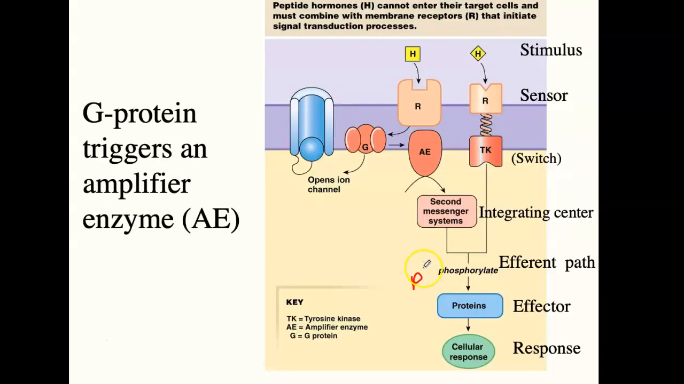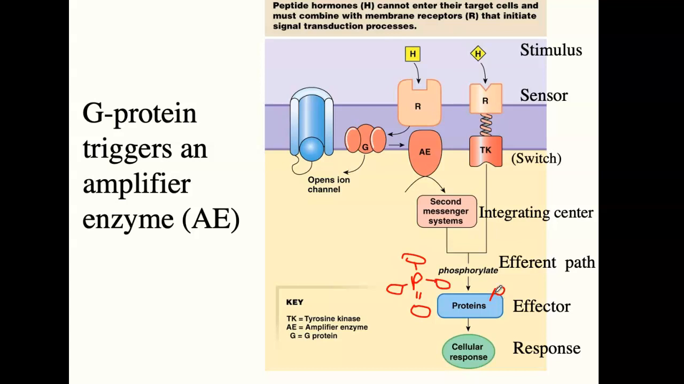When I click this, sometimes it changes. I'm sorry. So a phosphate is a phosphorus with its oxygens. One of them is a double bond. So this phosphate here is going to attach onto a protein. So you've now changed the protein somehow.